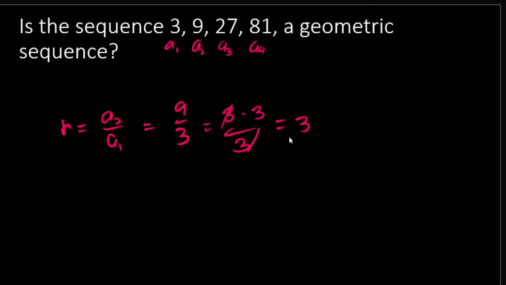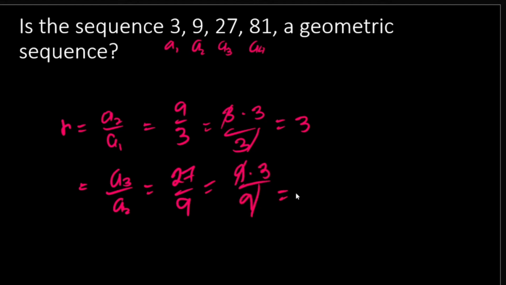So we should get 3 if we divide. If this is a geometric sequence, the answer must also be 3 if we divide a sub 3 divided by a sub 2. So 27 over 9. We know 27 is 9 times 3. We can cancel out 9. This is also equal to 3. How about a sub 4 over a sub 3?